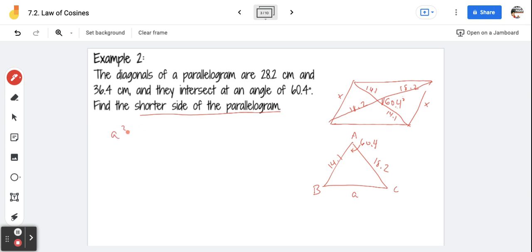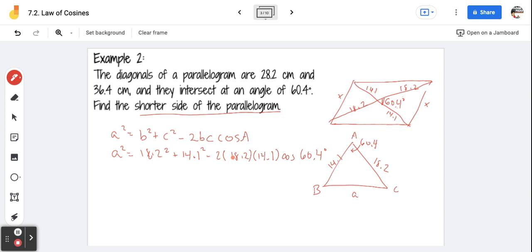So A squared equals b squared plus c squared minus 2bc times cosine of angle A. All right, let me fill in what I know. I know B is 18.2. We know C is 14.1. Minus 2 times 18.2 times 14.1 times the cosine of angle A, which is 60.4.